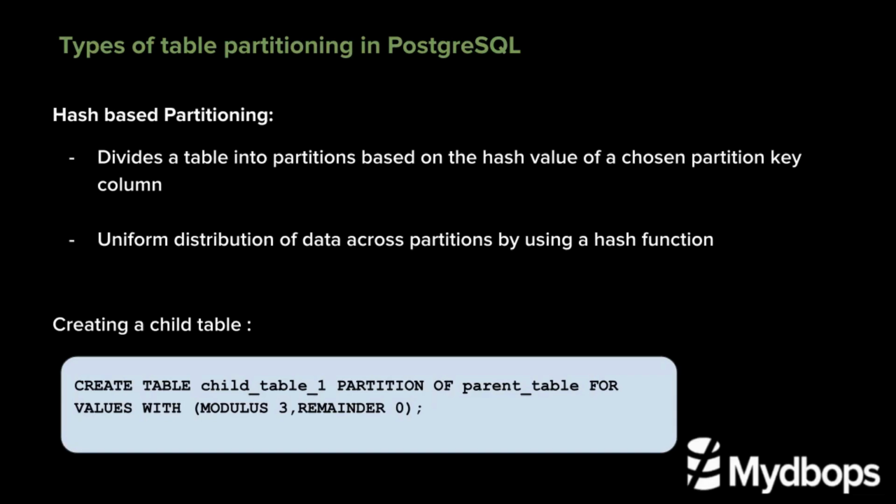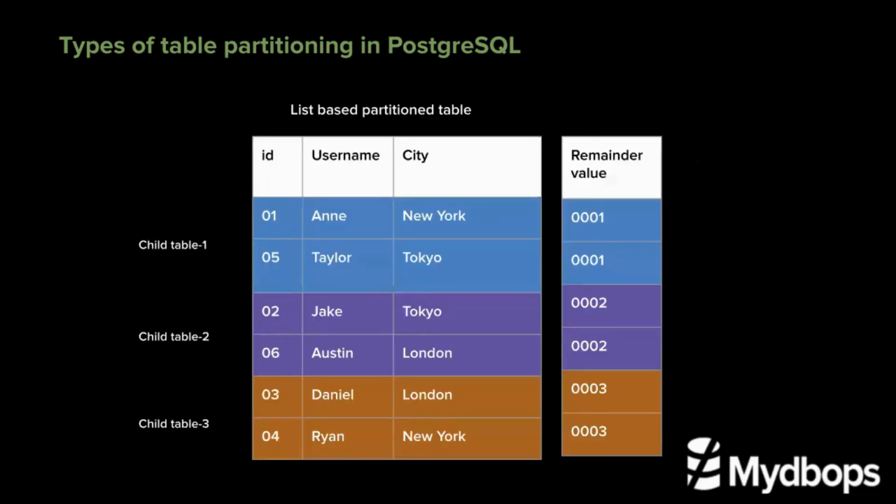So here we can see the example for the syntax that we are creating. We are using modulus 3 and remainder 0. So the hash of the id column will be divided by 3, and based on the remainder, if we get the remainder as 1, then that particular row will be stored in one child table. Based on the remainders, we can see how the data is segregated in the parent table. So these were some of the types of partitioning that PostgreSQL supports.